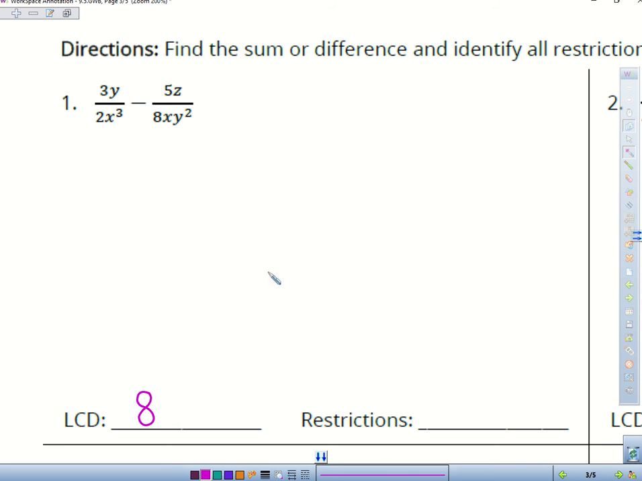Now, we're not done with the LCD. We have to do the variable portion. So as for the variable portion of the LCD, you look at any variables they have in common. As you can see, they both have an x in the denominator. So when that happens, you just take the higher power of those. Whatever one has the higher power. Now, for the y, the other one doesn't even have a y, so what's the highest power on the y? 2, right? Yeah, so I take the one with the higher.